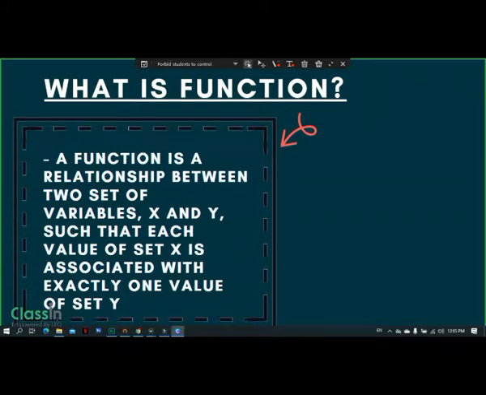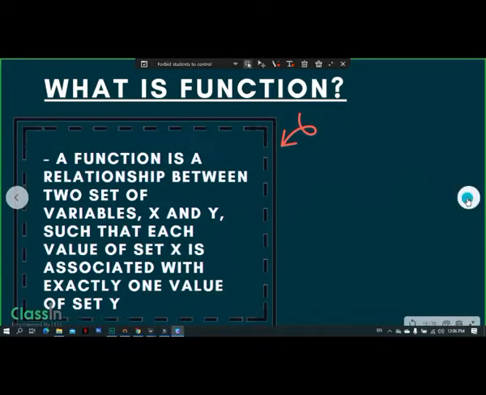So, himay-himayin po natin. Ang sabi po, ang function daw po ay relationship between two variables, the x and the y, wherein si x po dapat ay may relasyon lang kay y. So, hindi po siya pwede magkarelasyon ng iba, kundi kay y lang. Nagkakaintindihan? Meaning, yung x po dapat ay unique.